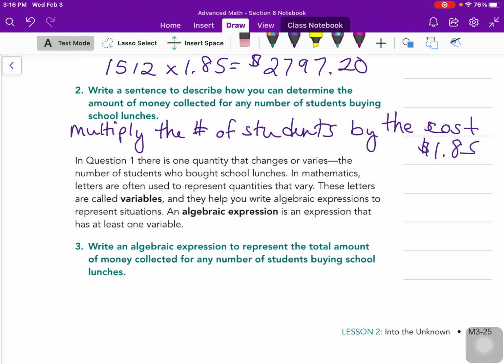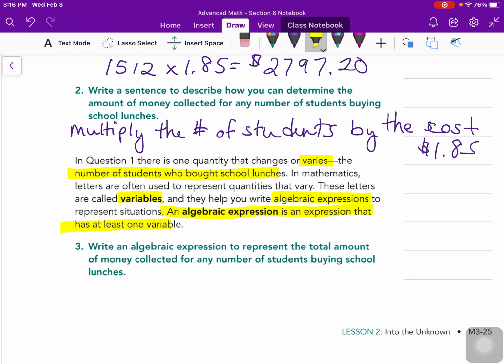In question 1, there is one quantity that changes or varies: the number of students who bought school lunches. In mathematics, letters are often used to represent quantities that vary. These letters are called variables, and they help you to write algebraic expressions to represent situations. An algebraic expression is an expression that has one variable.